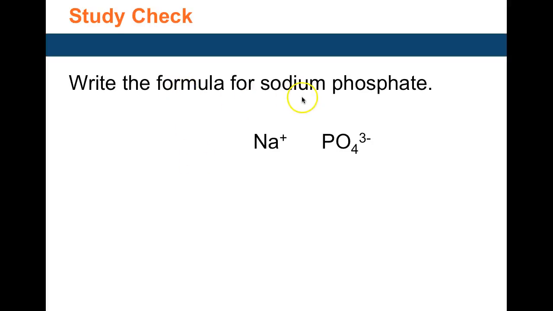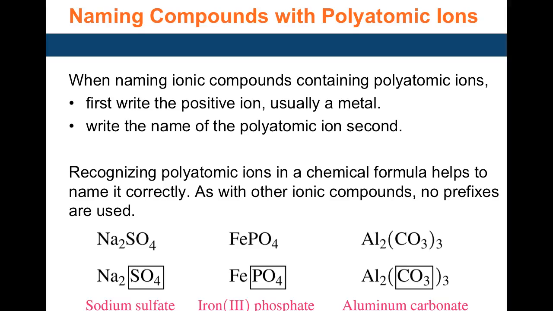So writing the formula of sodium phosphate. Sodium ion is plus 1, phosphate is 3 minus. So the 3 of the phosphate comes to sodium, Na3PO4. Recognizing polyatomic ions will help you name it correctly.